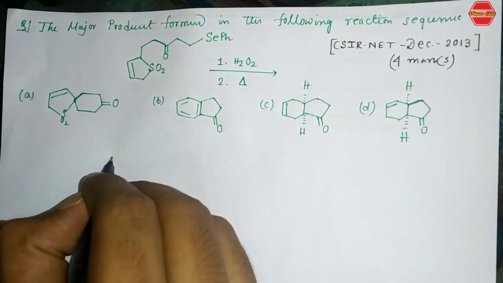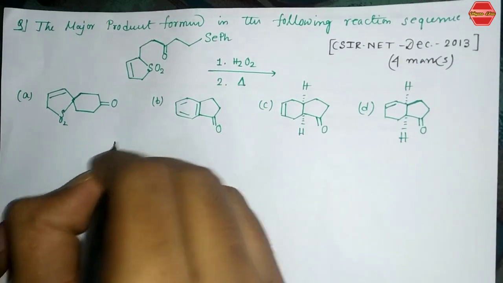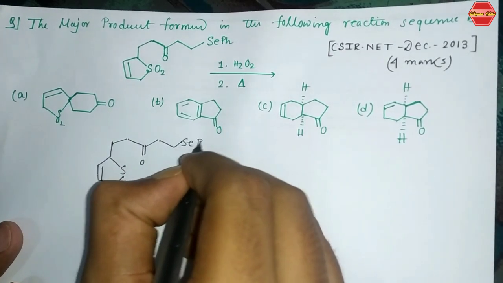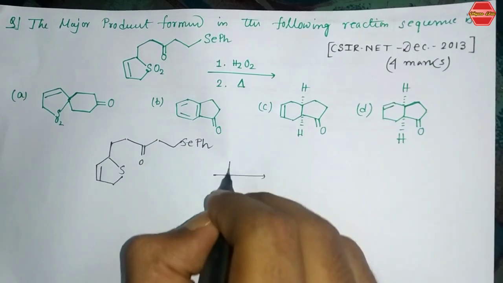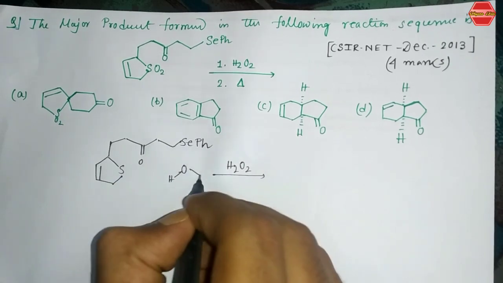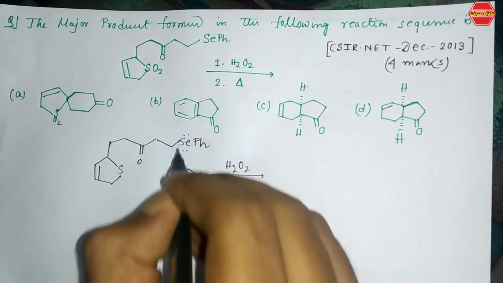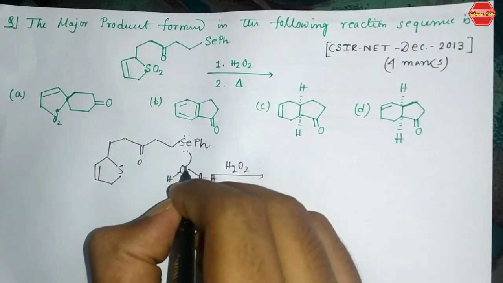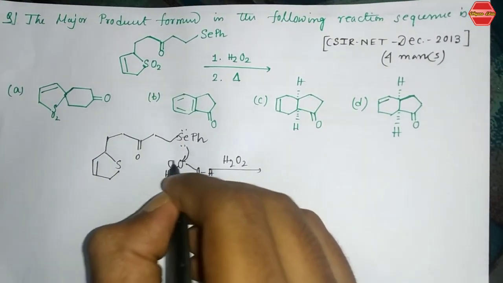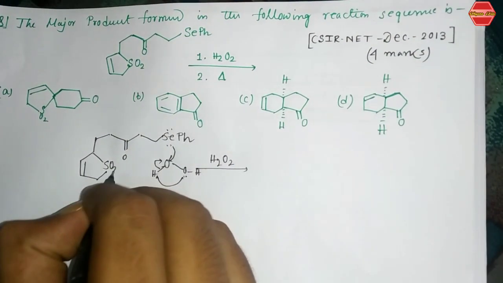Now see, you have been given a substrate like this, with the selenium group. In the presence of H2O2, what will be the product? The selenoxide will form generally. The selenium has a lone pair of electrons and directly attacks this oxygen center, which takes a proton, and this goes back over this oxygen atom. Now we get the selenoxide.